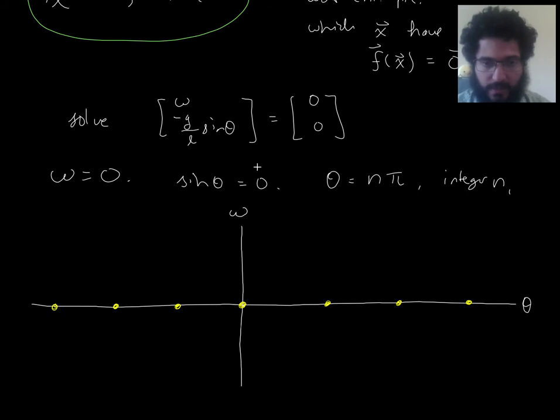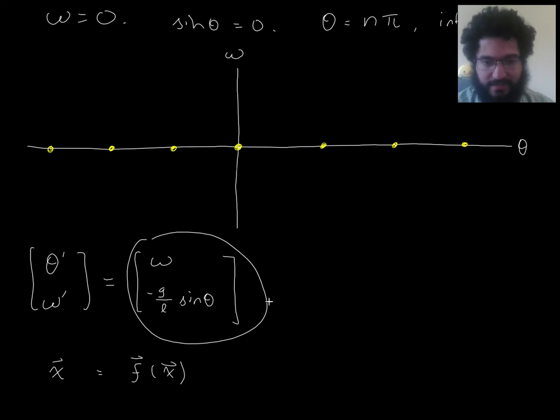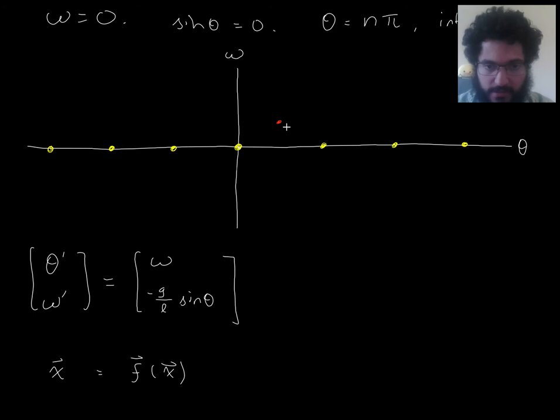So this, let me rewrite the differential equation down here. So this right-hand side of the differential equation represents a vector field. It gives you at each point some vector that points in some direction and says which way you're going to go from there and how fast.